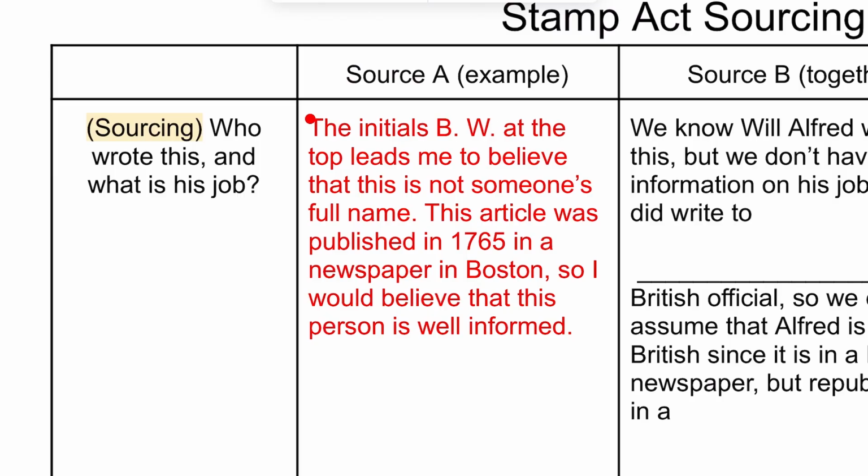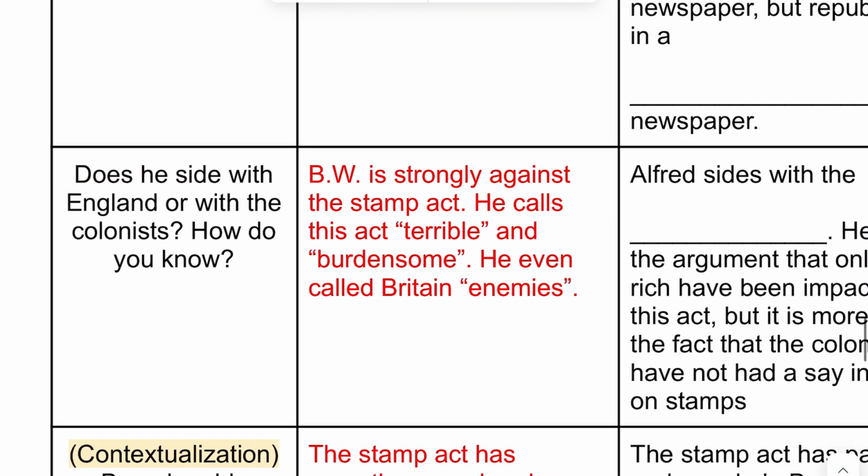Okay, next. Does he or she side with England or with the colonists? How do you know? I think clearly from what we look at, BW is strongly against the Stamp Act. He or she calls this act terrible and burdensome. He even called Britain enemies. This is definitely someone who is pro-colonist, pro being against this act. And again, they're upset with the Stamp Act, but they're upset with the lack of representation and government in this decision.